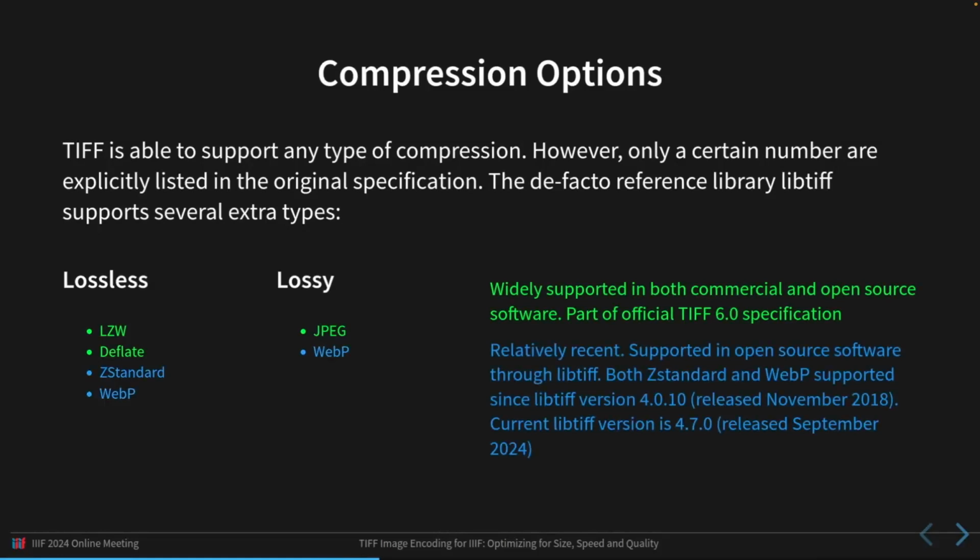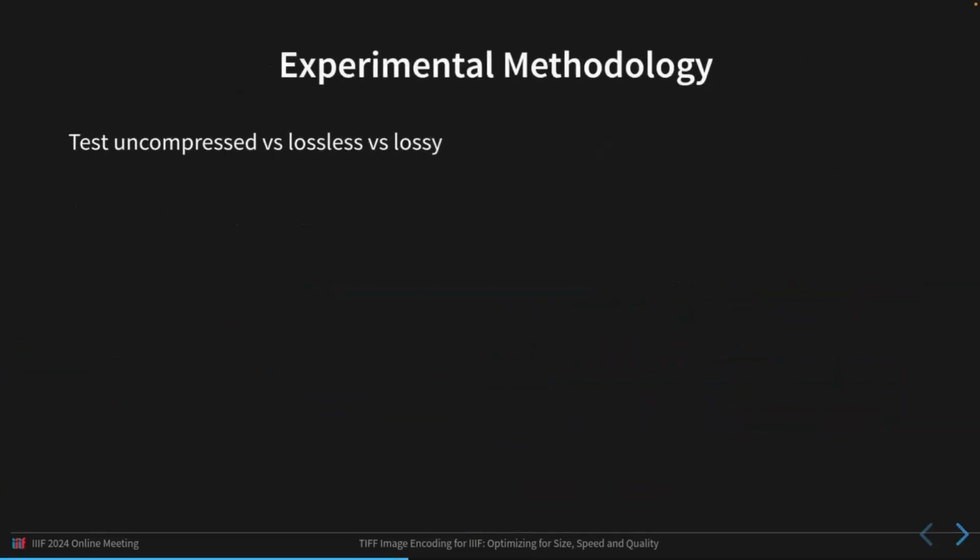Z-Standard and WebP are more recent. They were introduced into libtiff in version 4.0.10, which was released in 2018. So that's already 6 years ago. You should note that JPEG and WebP only support 8-bit images, whereas LZW, Deflate, and Z-Standard are more generic compression formats and can compress any type of data.